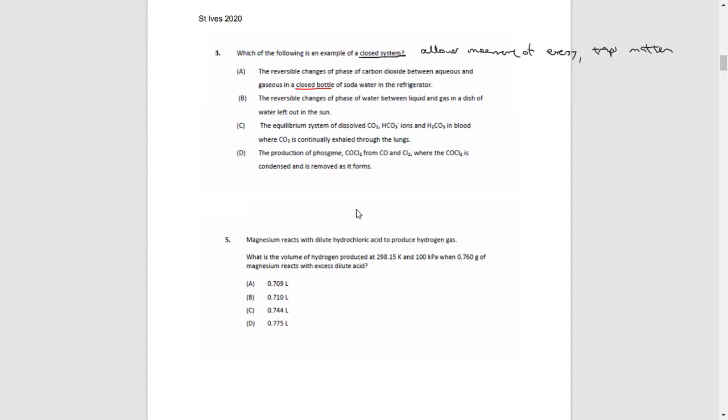The reversible changes of water between liquid and gas in a dish of water left out in the sun. Well, if it's left out in the sun and it's a dish, then it's not closed, so that's not okay. The equilibrium system of dissolved CO2, HCO3 minus ions, and H2CO3 in blood where CO2 is continually exhaled through the lungs. Well, you're losing CO2 then, so that's not okay. The production of phosgene from CO and Cl2, where COCl2 is condensed and is removed as it forms. So since you're removing it, it's not a closed system, and the answer is indeed A.